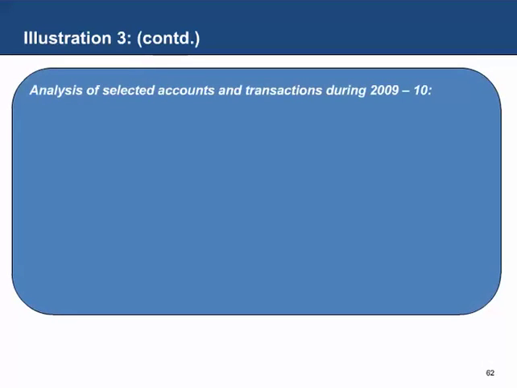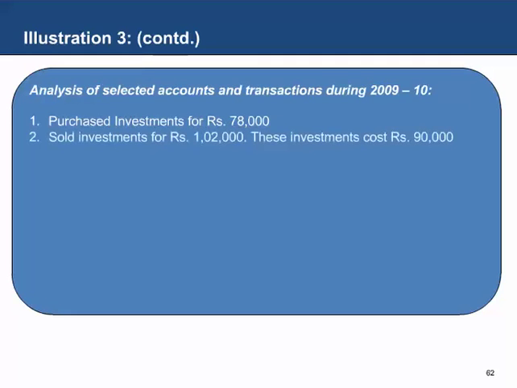Analysis of selected accounts and transactions during 2009-10 revealed that the entity had purchased investments for rupees 78,000, sold investments for rupees 1,02,000. These investments cost rupees 90,000. Thus, you would be able to see a profit of 12,000 in the profit and loss statement.